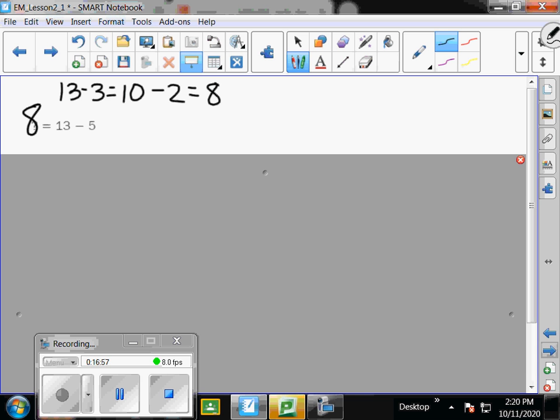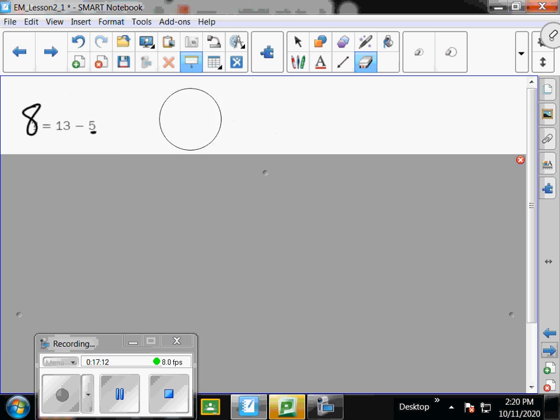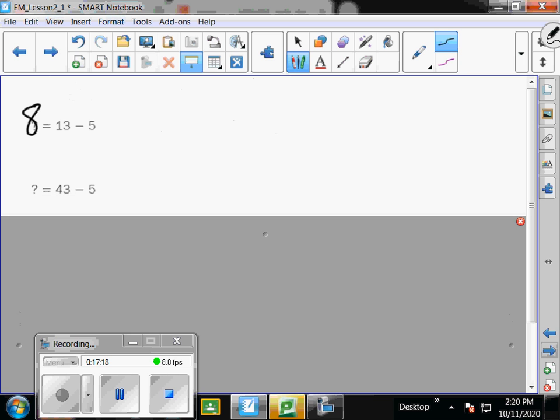Or I could have started at my small number and counted up to my big number, so 5, 6, 7, 8, 9, 10, 11, 12, 13. So I have 1, 2, 3, 4, 5, 6, 7, 8. All right, so now I know that 13 minus 5 is 8. If I know that, let's see if we can use that to do this problem.